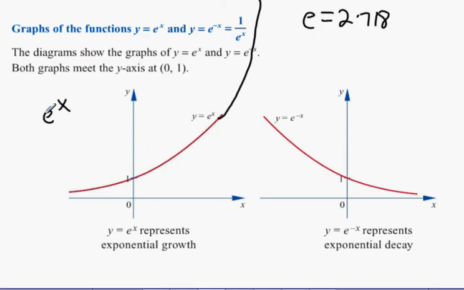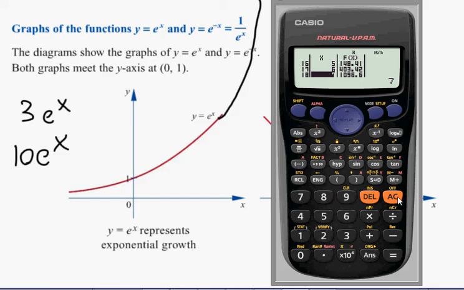Now, this will work for any value. I can put any value in front of e to the x. I can put 3 e to the x, 10 e to the x, and this trend will also be observed. So for example, let's go again, same graph roughly. Put a 10 in front of it, and what you're going to see is the exact same thing.